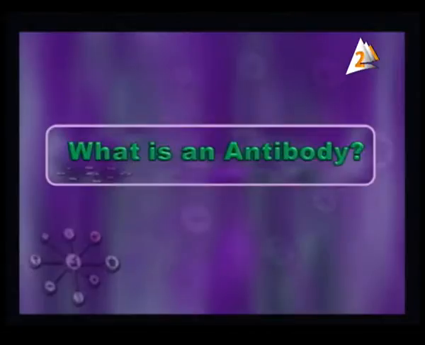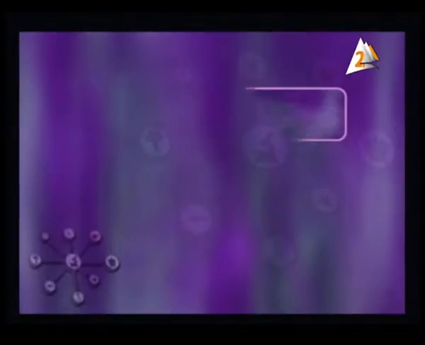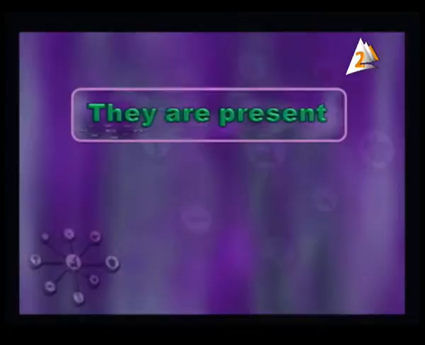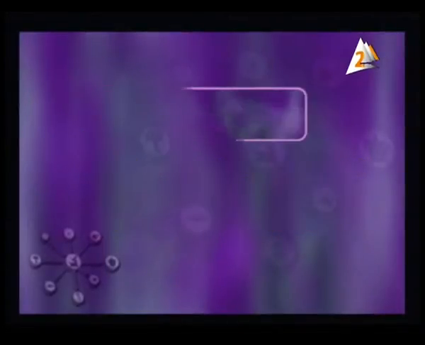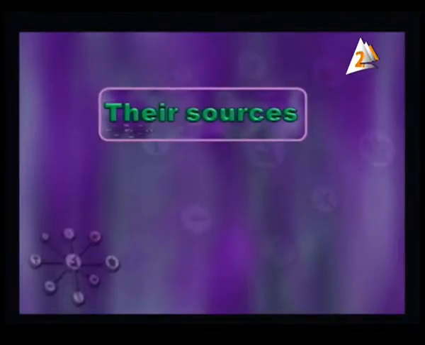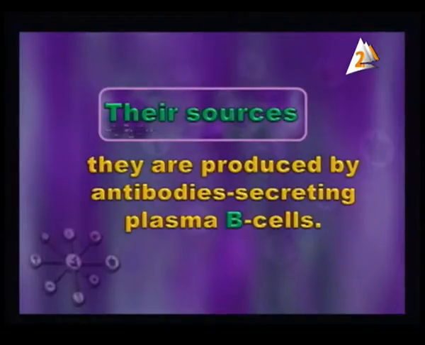Then what is an antibody? An antibody is a specific protein called immunoglobulin, which is symbolized by Ig, and it has a very important shape, which is the Y shape. All the antibodies are present in the blood and other fluids of humans and other vertebrates. Then, where do they come from? They are produced by antibody-secreting plasma B cells.